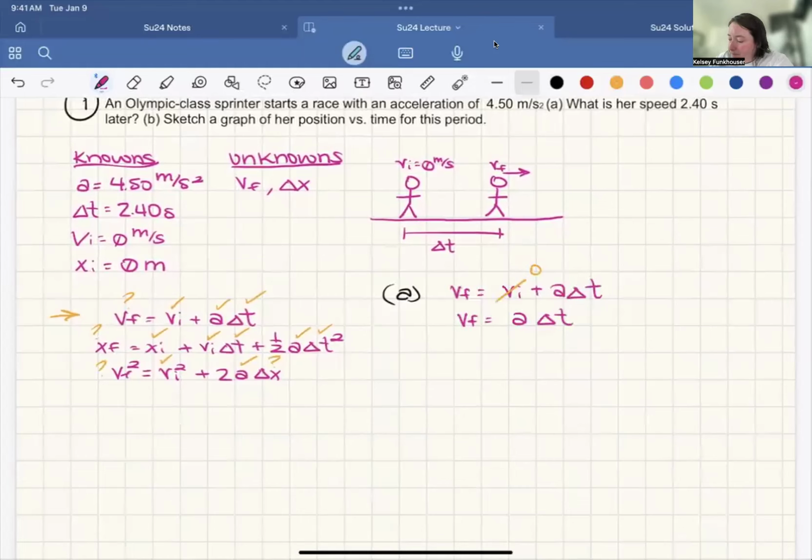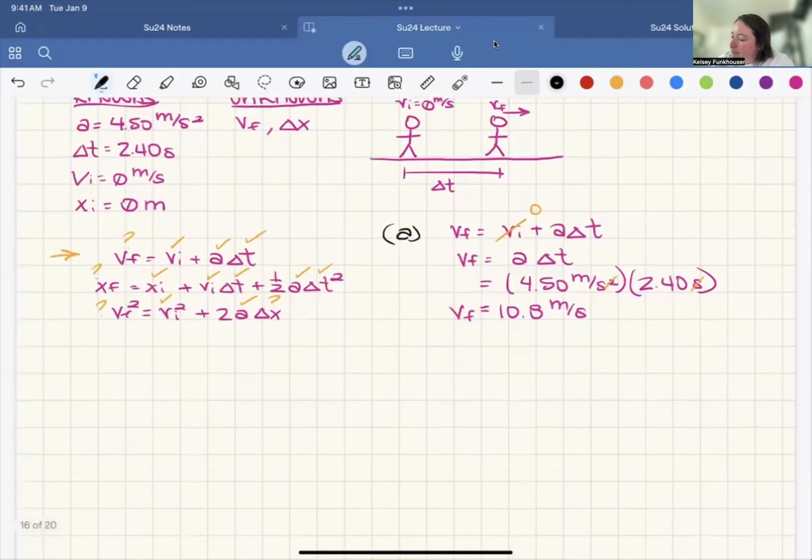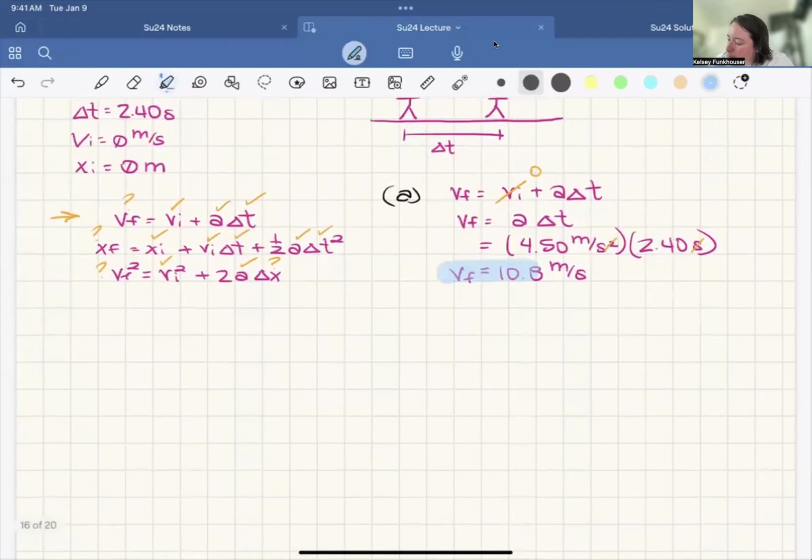Now we can just plug those in. So acceleration is the 4.50 meters per second squared, and the time interval is 2.40 seconds. And this is 10.8 meters per second for the velocity after 2.4 seconds. And we can see that the seconds in the time cancel out one of the seconds in the denominator of the acceleration, giving us just meters per second left. Okay, maybe I'll highlight that.